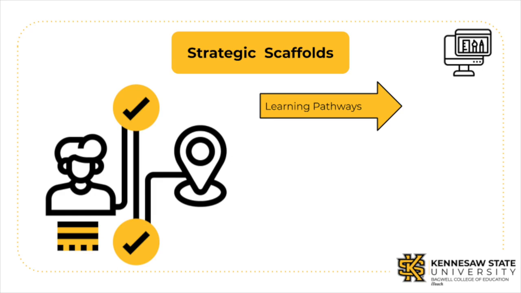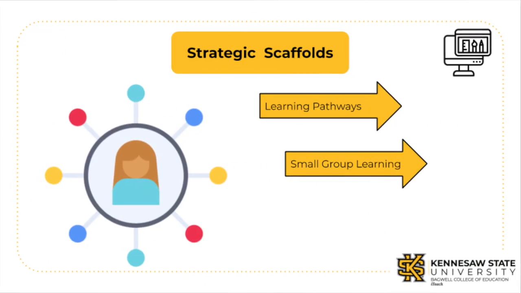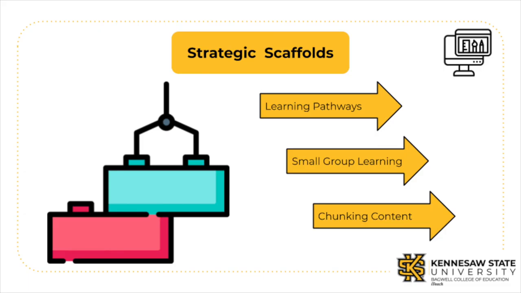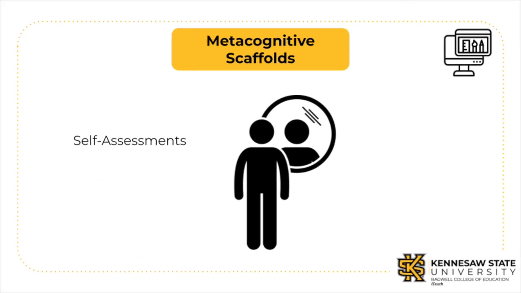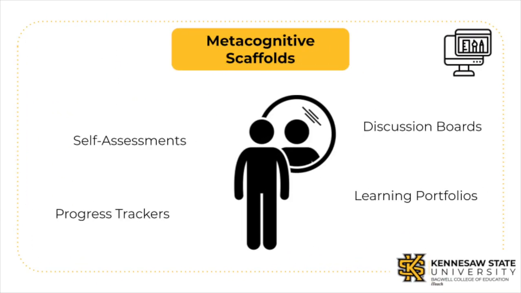Strategic scaffolds assist learners in finding strategies to solve problems that may arise during the course. These scaffolds require the teacher or coach to know individual learner strengths, learning preferences, and limitations. Strategic scaffolds include providing alternative learning pathways, small group learning, and chunking content into smaller segments. Metacognitive scaffolds, such as self-assessments, progress trackers, discussion boards, and learning portfolios, provide guided opportunities for students to reflect on their learning.